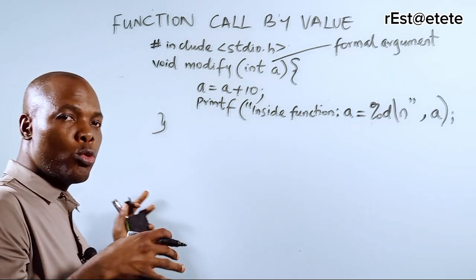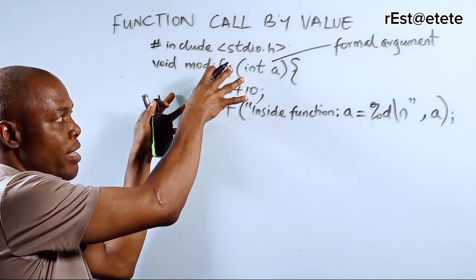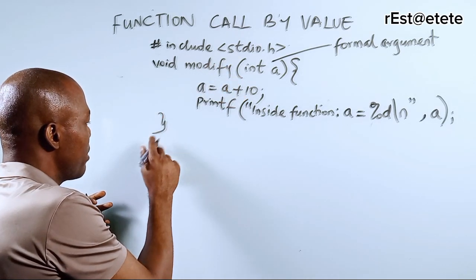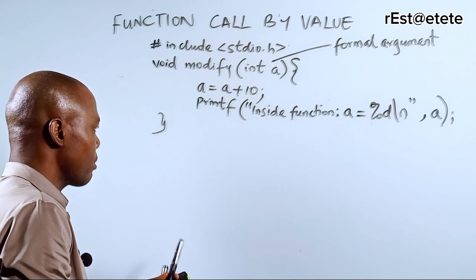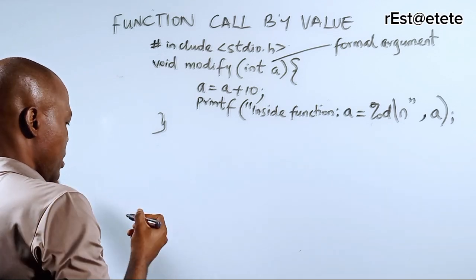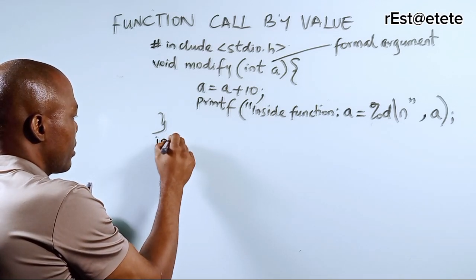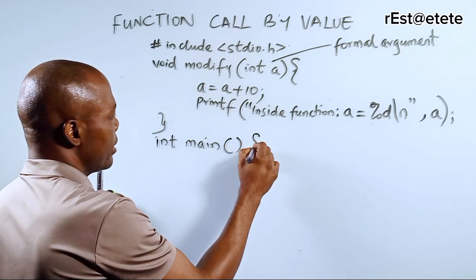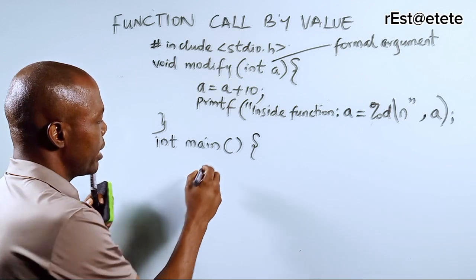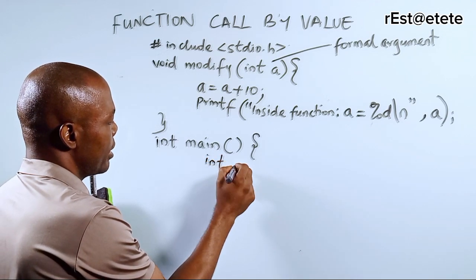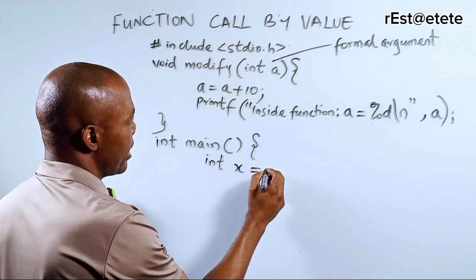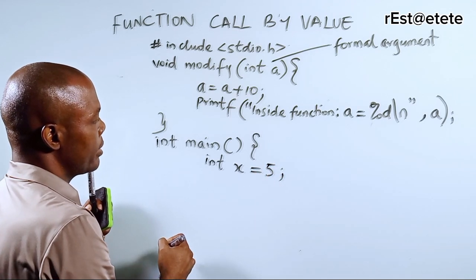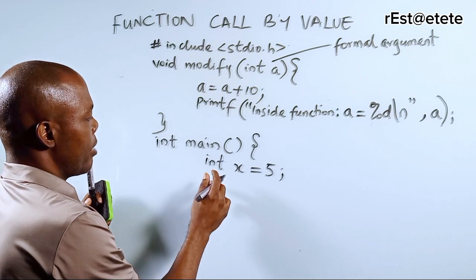Then I am now going to call my main. So I have created a function here, and now I'm going to write my main. So my main is int main, right? My main function. Then inside my main function, I'm going to declare a variable. I'll say int x, and I will assign 5 to it, right? I'll assign 5 to it.